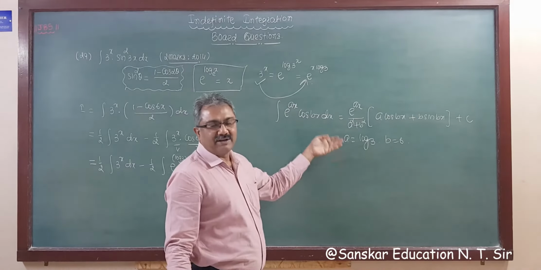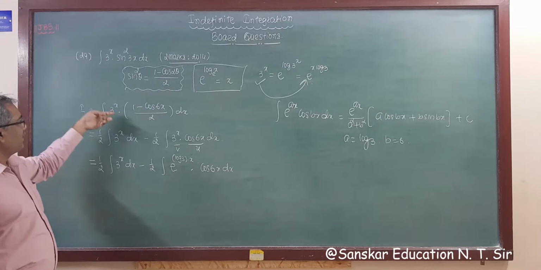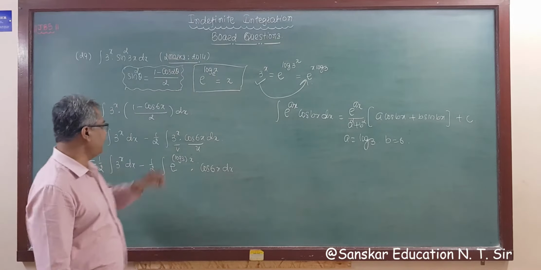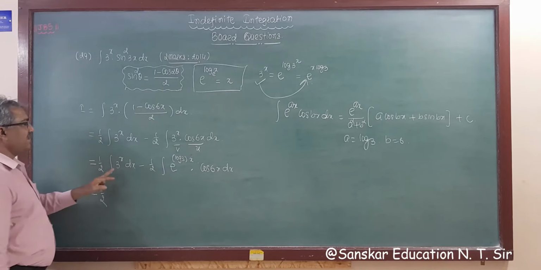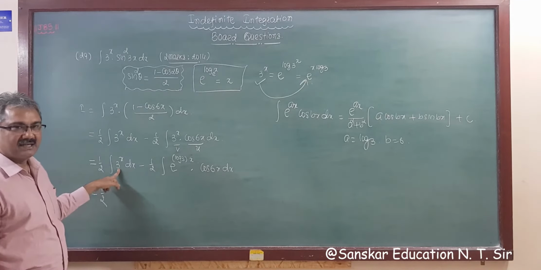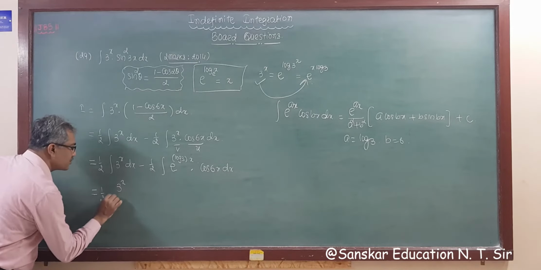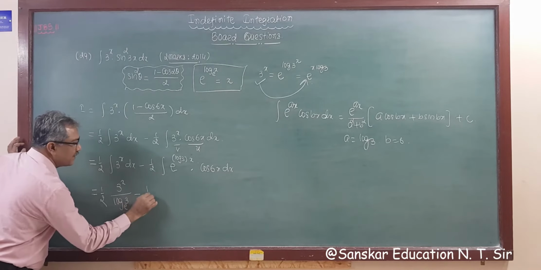No need to write all of this in the exam. You have to write the direct answer. So see how many steps: 1, 2, 3, and fourth you will get your marks, 2 marks complete, right? So the answer will be 1 upon 2 into 3 raised to x. Integration of 3 raised to x is 3 raised to x upon log 3 base e. So the answer of this is 3 raised to x upon log 3 base e, minus 1 upon 2.